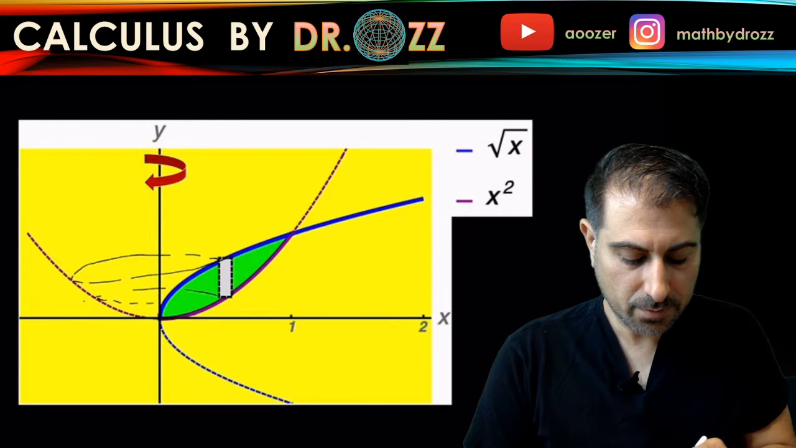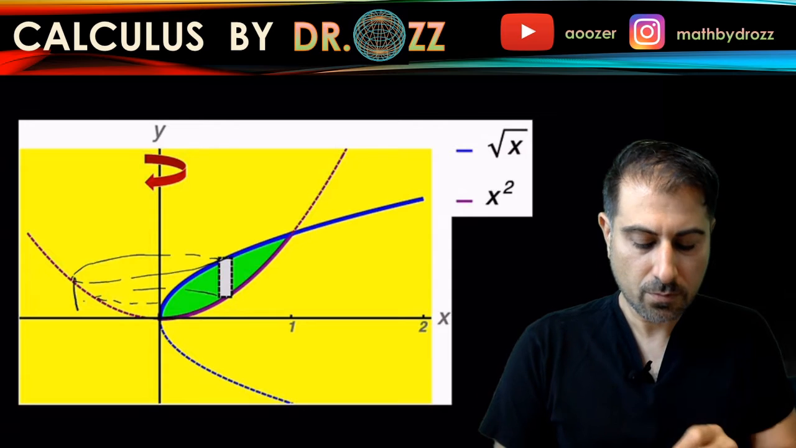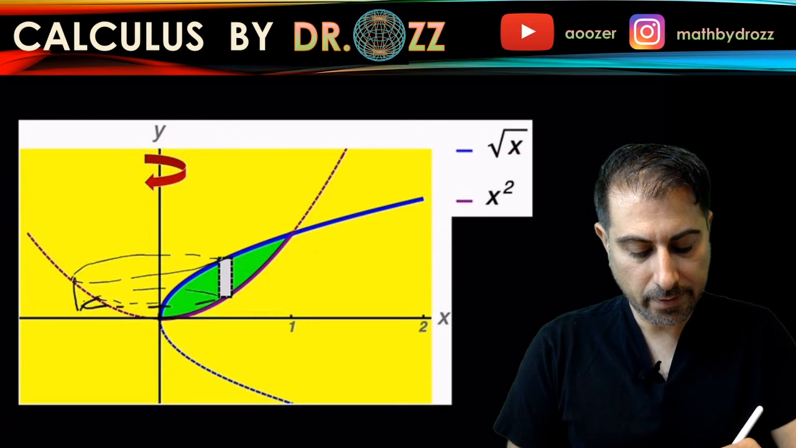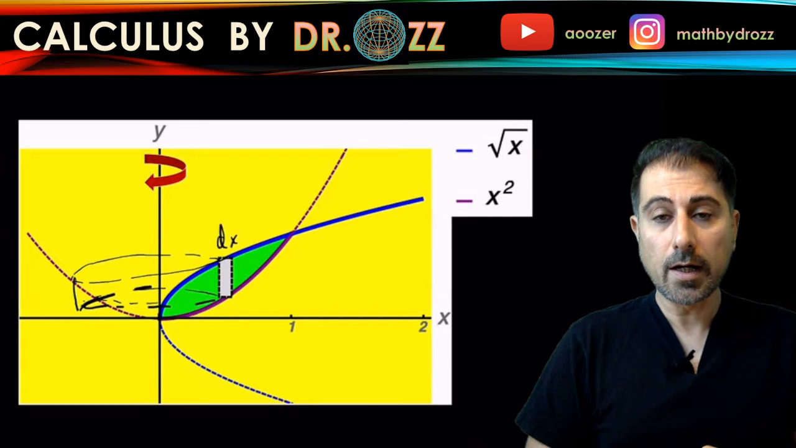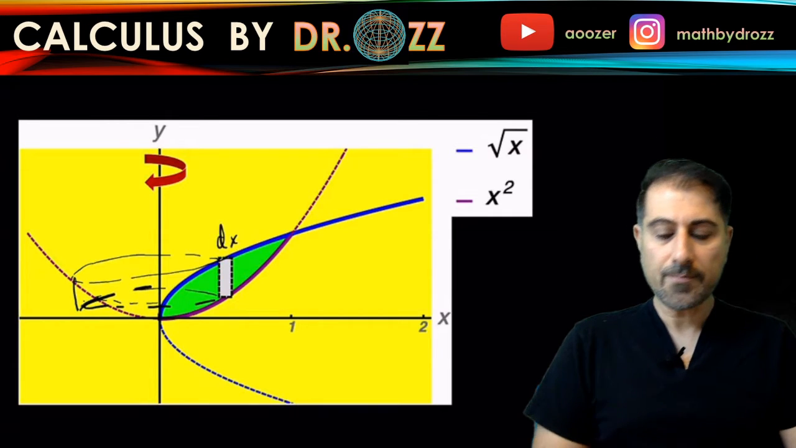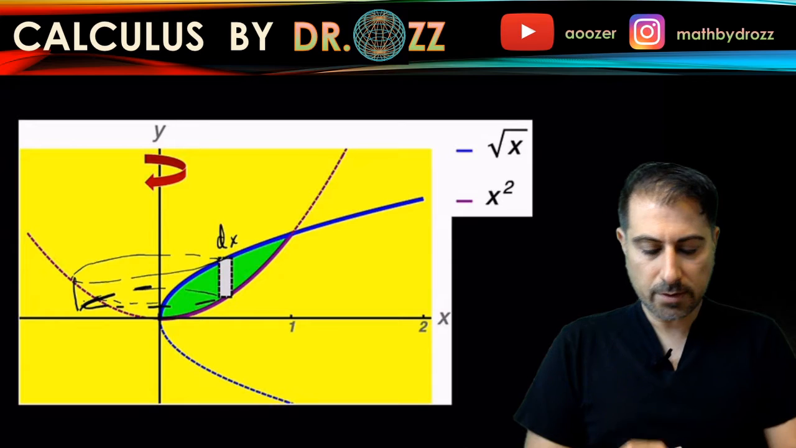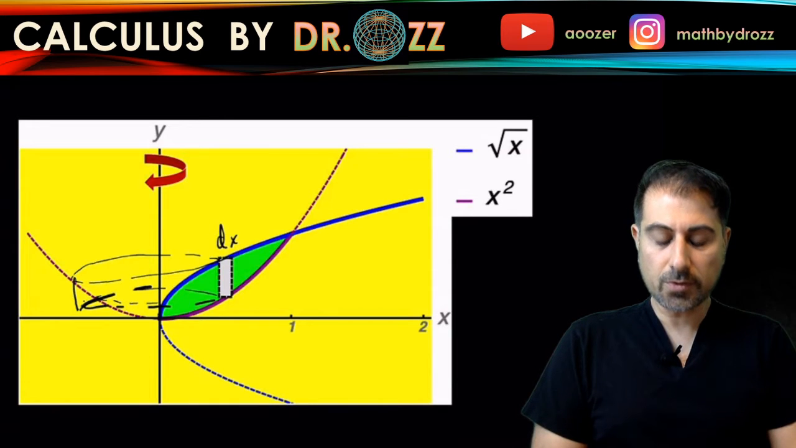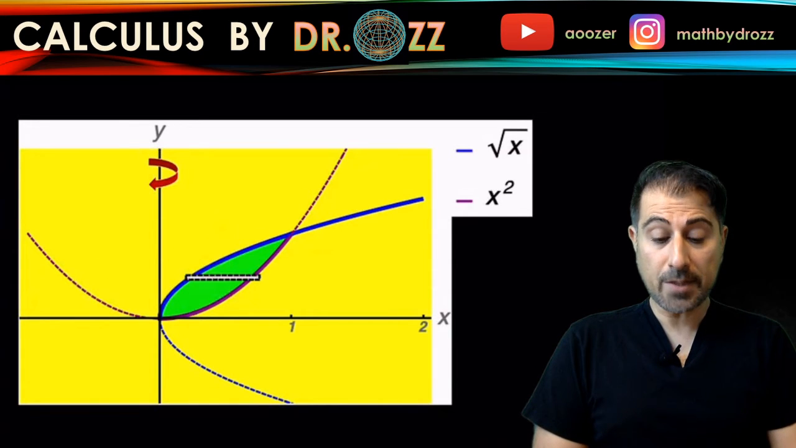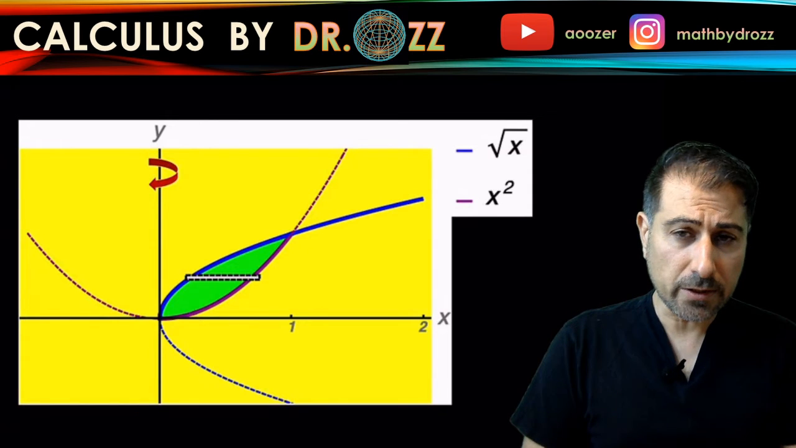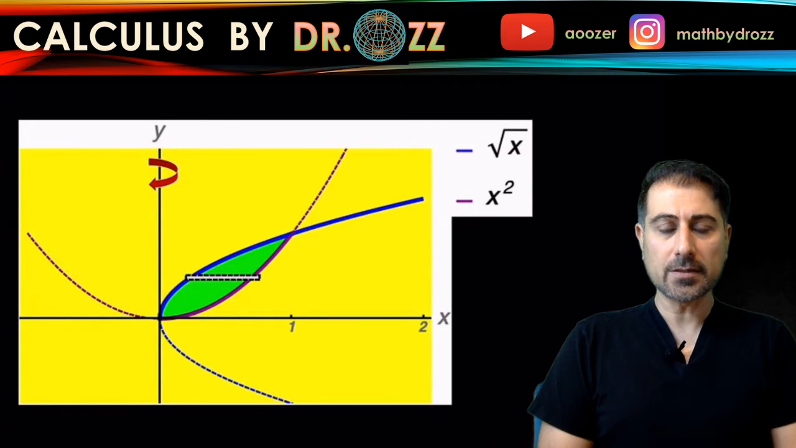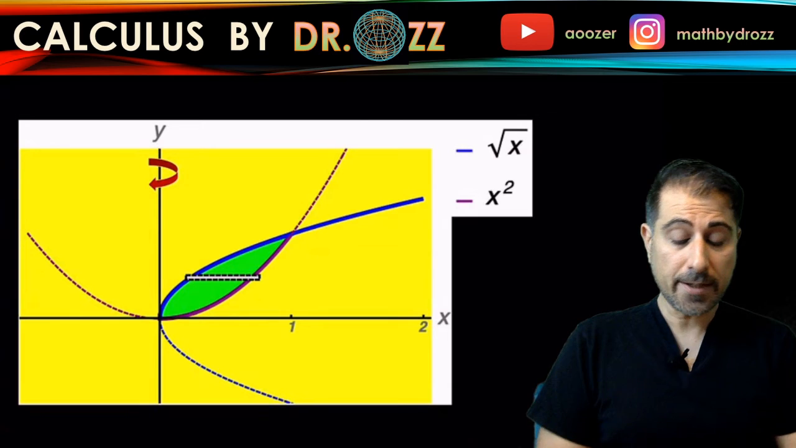So that after the revolution, I'm going to have a shape like this, right? And this comes with thickness dx. So we're talking about a shell with thickness dx. And in the second part, we're going to use the washer method. That means I'm going to take a slice perpendicular to the axis of revolution from the region. So here we go.